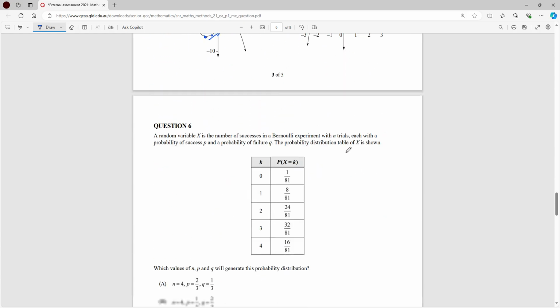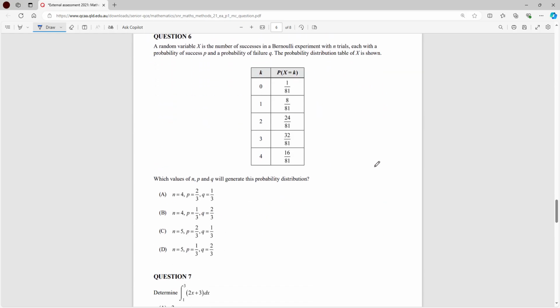Okay? Righto. Question 6. A random variable x is the number of successes in a Bernoulli experiment with n trials. So Bernoulli is just another word for a binomial, so pretty much a probability where you have one thing happen or the other thing. There's no other things involved, just two things. It has the probability of success P and the probability of failure Q. The probability distribution of the table X is shown. So we need to work out the values of N, P, and Q to generate this probability distribution, okay?